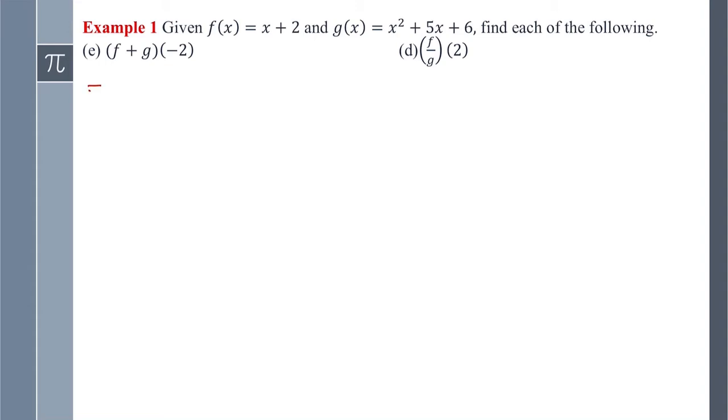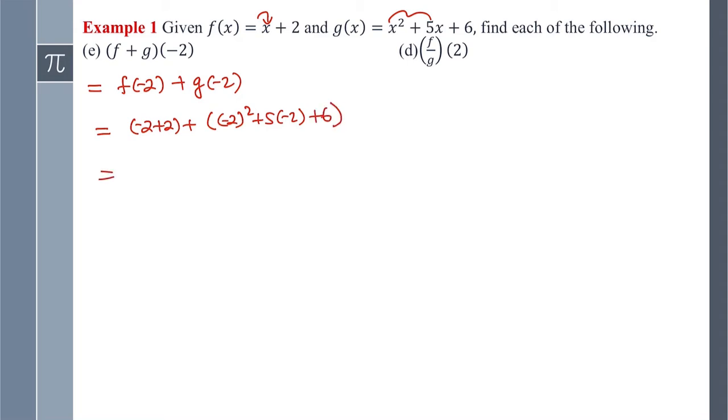Okay, so this is going to be equal to f of -2 plus g of -2. Now we already know how to evaluate those functions. So we can go ahead and evaluate f of -2. You just plug it in here. So we get -2 plus 2 plus g of -2, we'll plug it here. So -2 squared plus 5 times -2 plus 6. Now this is 0 plus, -2 squared is 4 minus 10 plus 6, and that gives us 0.